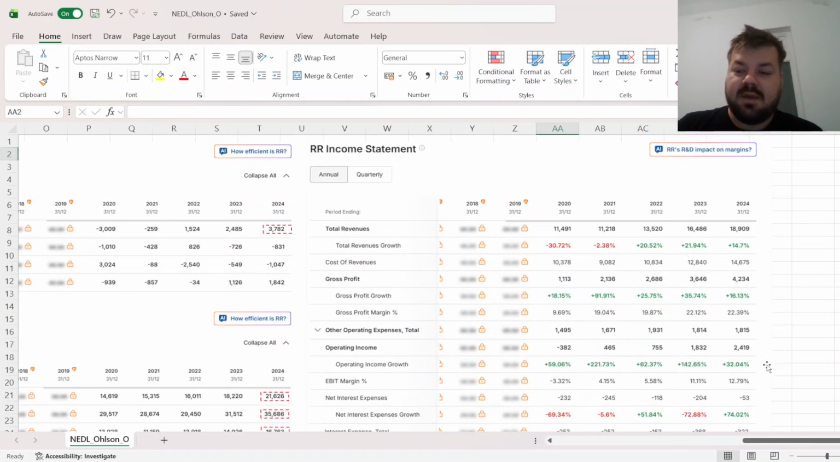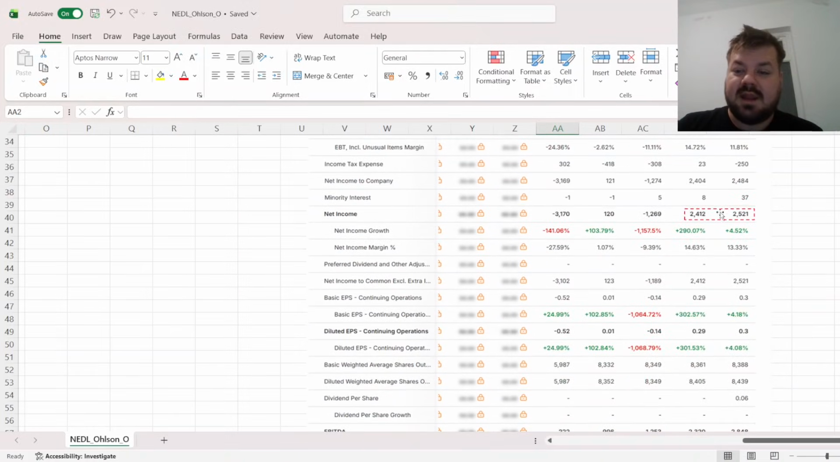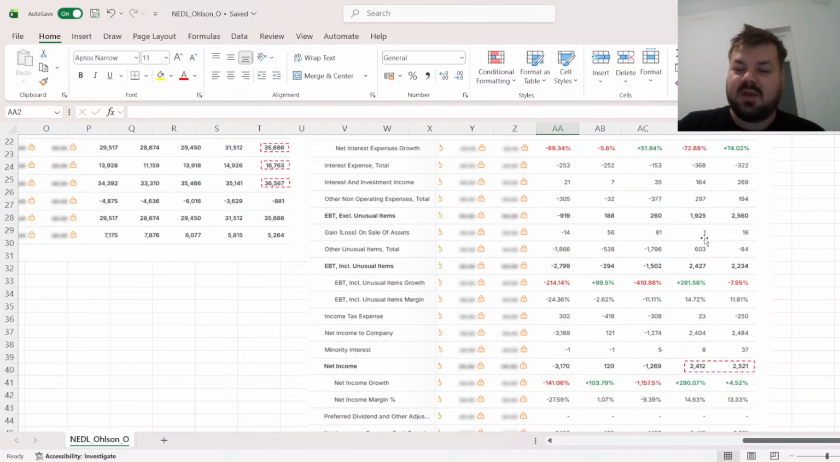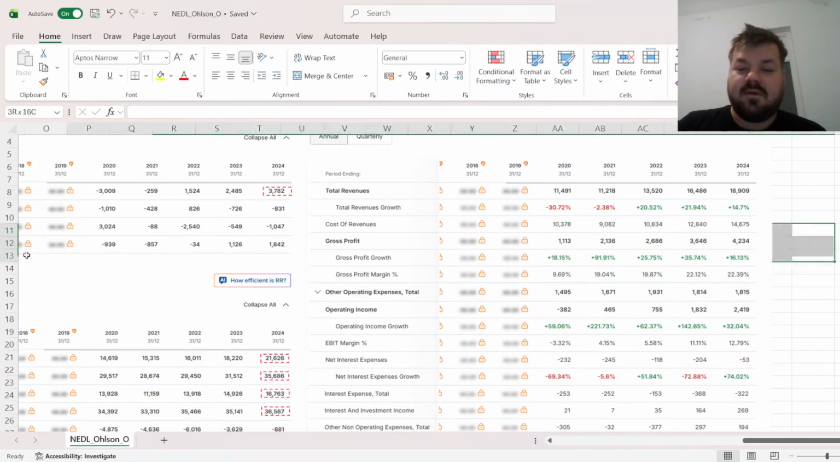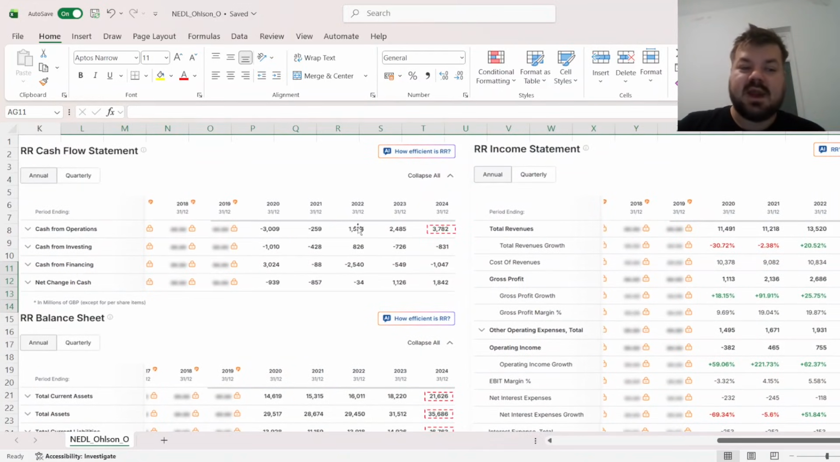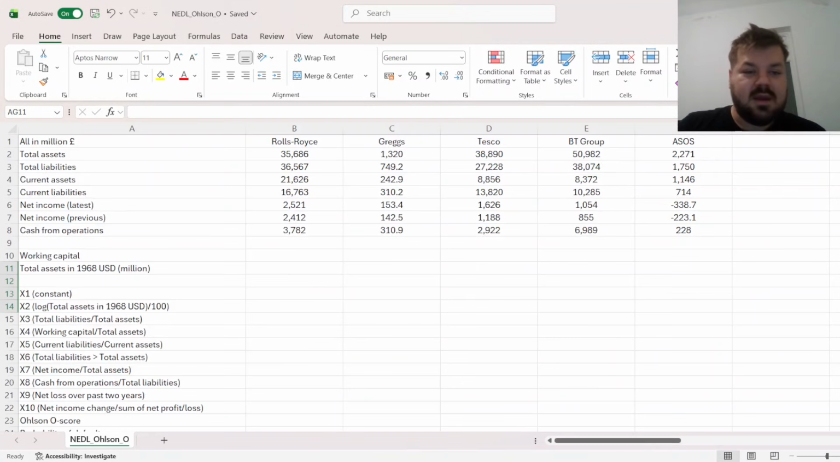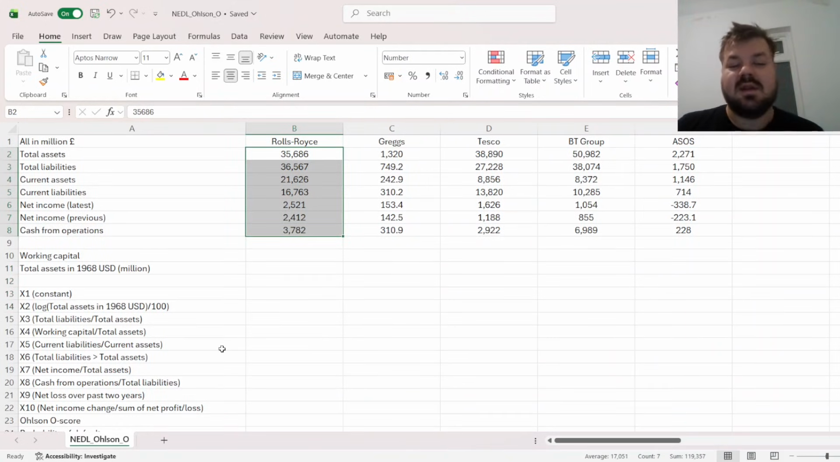From the income statement, we just need net income, so net profit or loss. However, we require it for 2 years running. We need it for the most recent year and the previous year. So here we take 2024 and 2023. And for the cash flow statement, we just need cash from operations for the most recent year. So essentially, we just need 7 data points to evaluate the Ohlson O-score. And here we pull it from investing.com, which is a publicly available and free source of this kind of information.